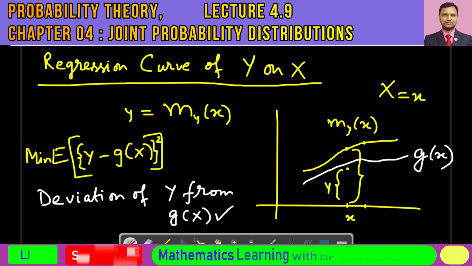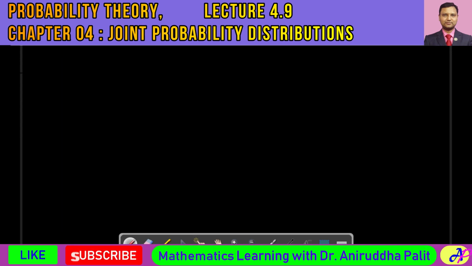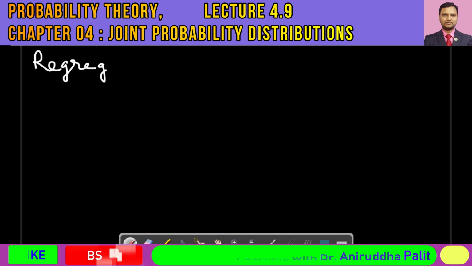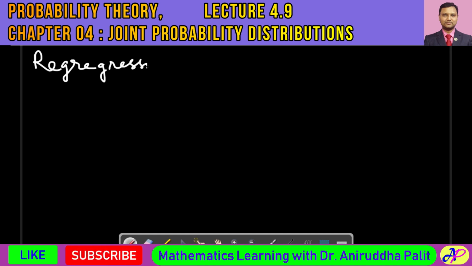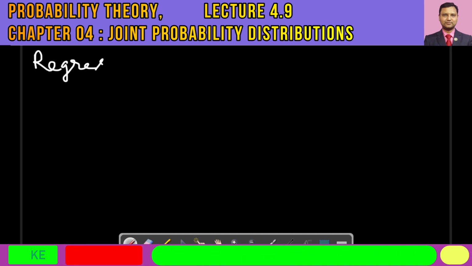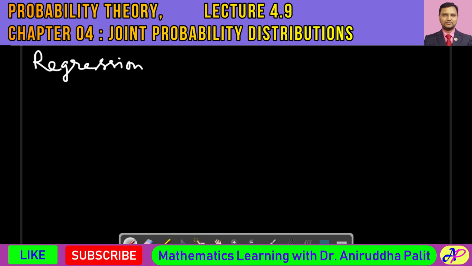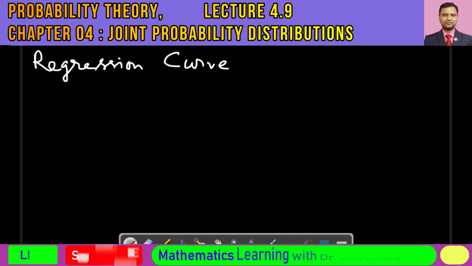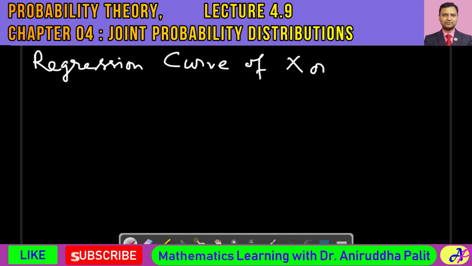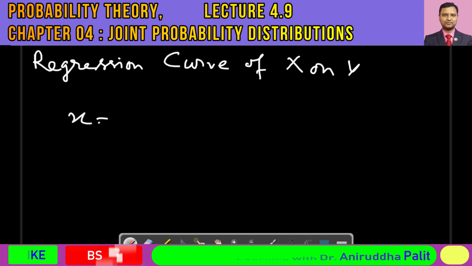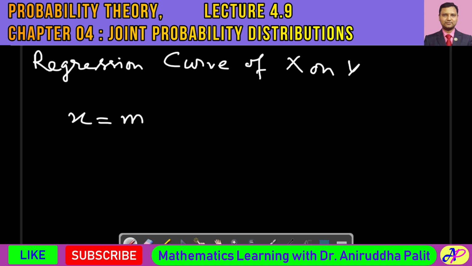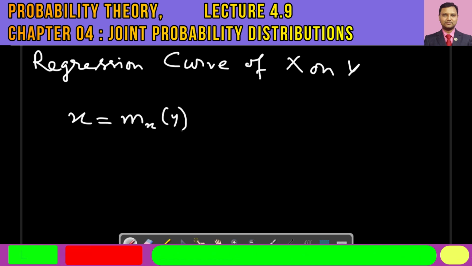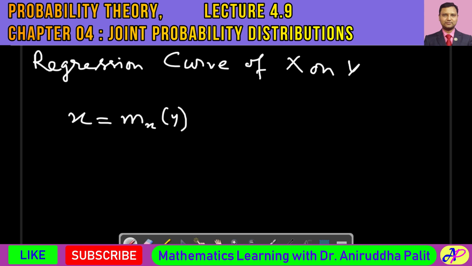All right. So this is the main importance of regression curve. And over here, similar to the regression curve of y on x, we can also compute the regression curve of x on y. What would be the regression curve of x on y? x is equal to m_x(y). So we got two regression curves.